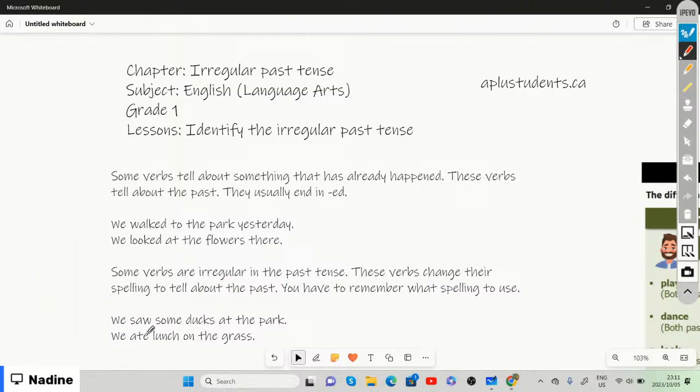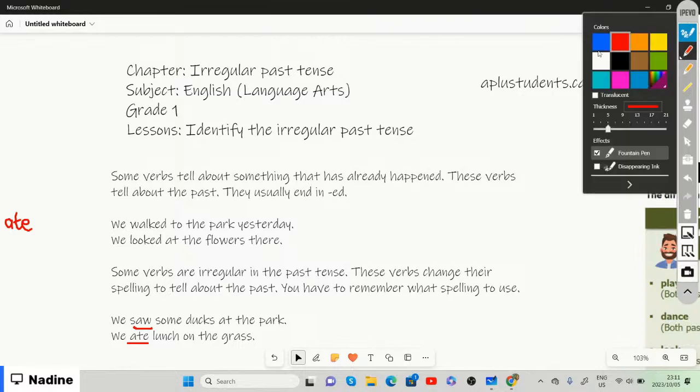We ate lunch on the grass. So ate is our verb. Ate is our past tense verb. And the present tense of ate is eat. This shows that you are doing something now.